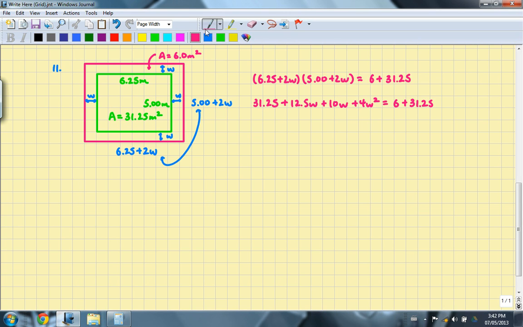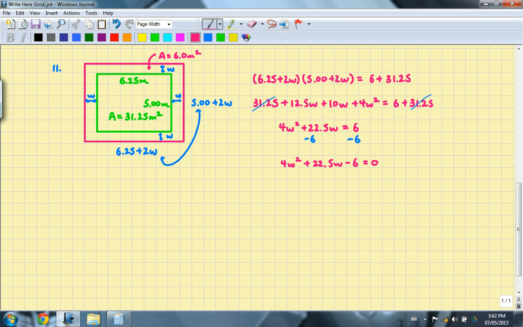And then I'm just going to leave it as this for right now. I could have combined them, but actually that makes for unnecessary work, because right now I can just cancel out the 31.25 on either side. And that does make things a little bit easier. So I have 4w squared plus 22.5w is equal to 6. Having subtracted 6 from both sides, you get a final form of 4w squared plus 22.5w minus 6 is equal to 0.